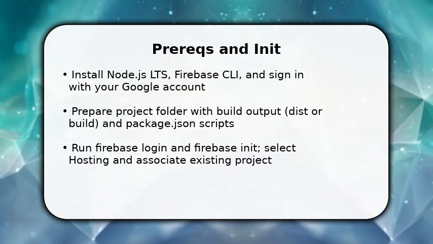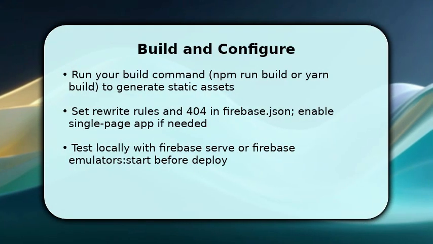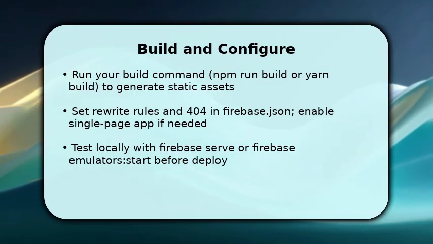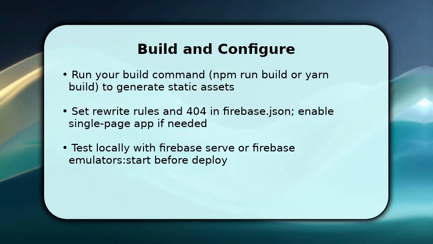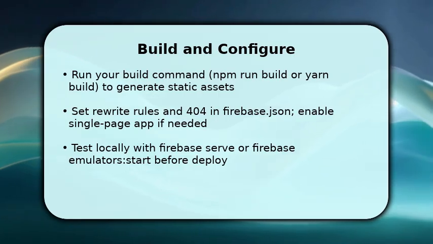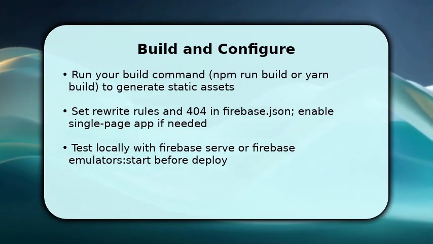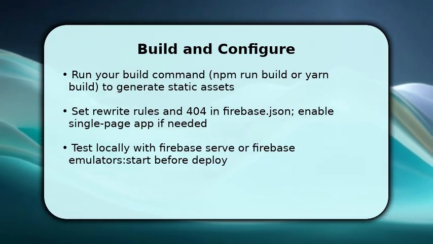You now prepare the build and adjust configuration for reliable hosting. Run npm run build or yarn build to produce the static assets. This ensures the files you deploy match production. Next, edit firebase.json to add rewrite rules for single-page apps, a proper 404, and any caching headers. This controls how files are served and cached.